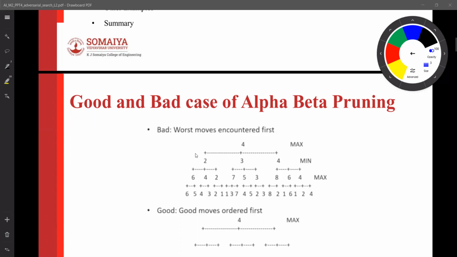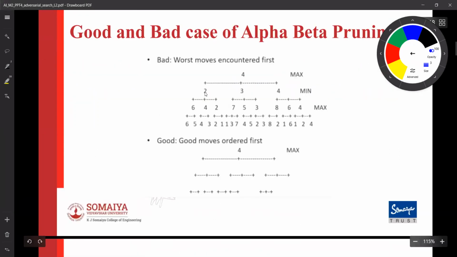Now the question: how should I order those nodes so that I can prune something? It is a very easy question if you have understood this so far. In the example of 3 subtrees, 2, 3, 4, how should I order them to maximize the hope of pruning? The answer is very simple. If I order these 2, 3, 4 as 4, 3, 2, I will get the best or good case of pruning.